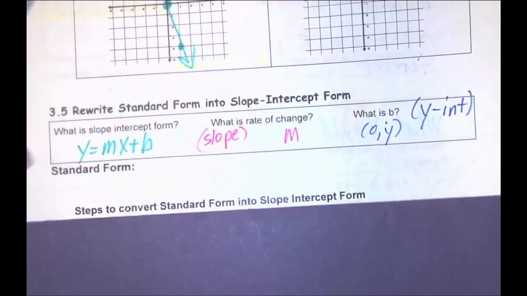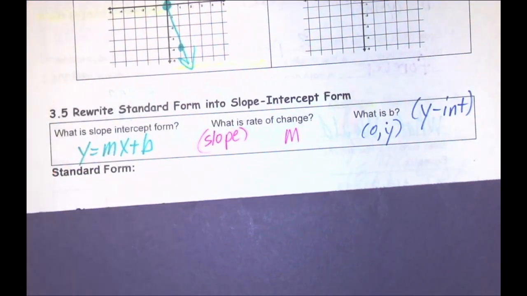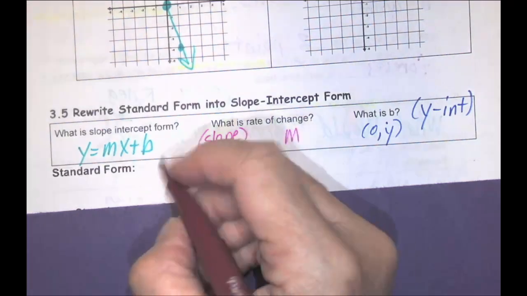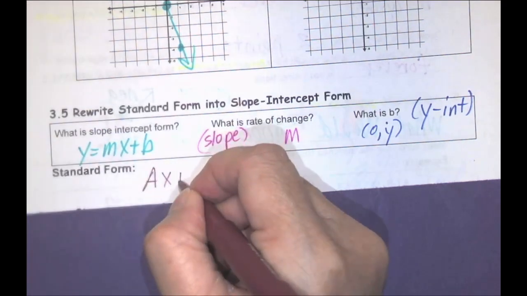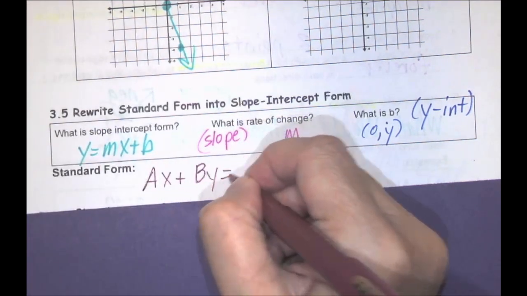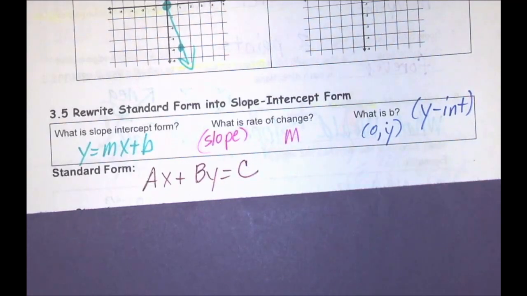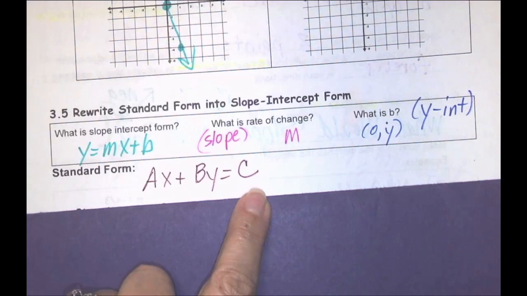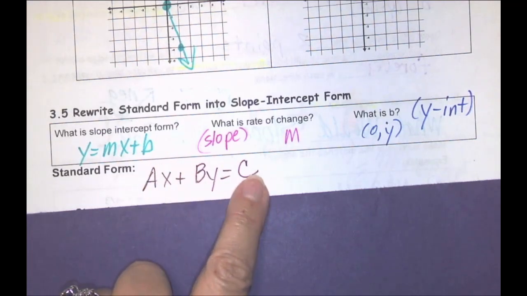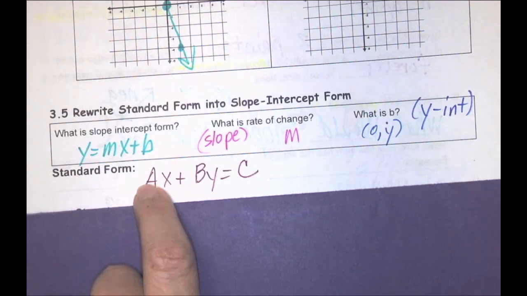All right, standard form. Standard form looks like this: AX plus BY equals C. So do you see the difference? The x is over here. The y and x both have a coefficient, and then the constant's over here. Well, this isn't b yet. That's why I'm not calling it that. And this isn't the slope yet because it's not in slope-intercept form.